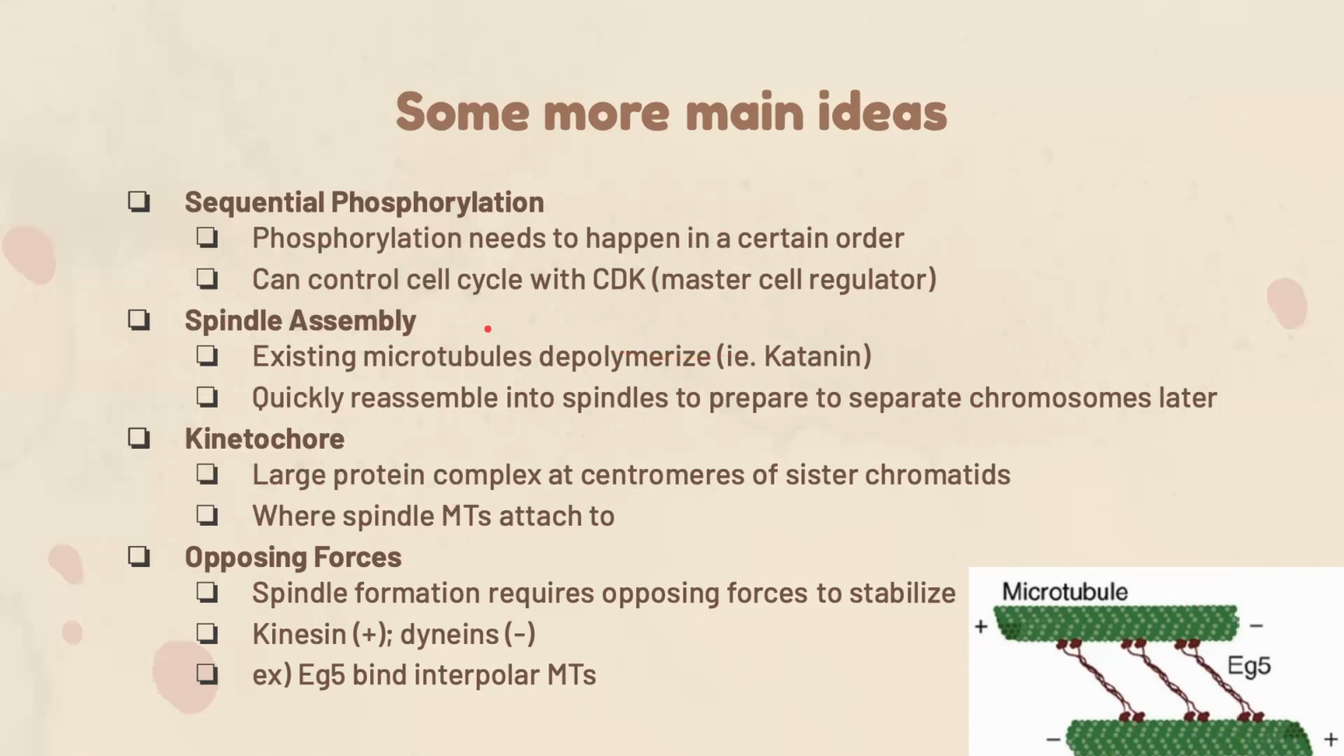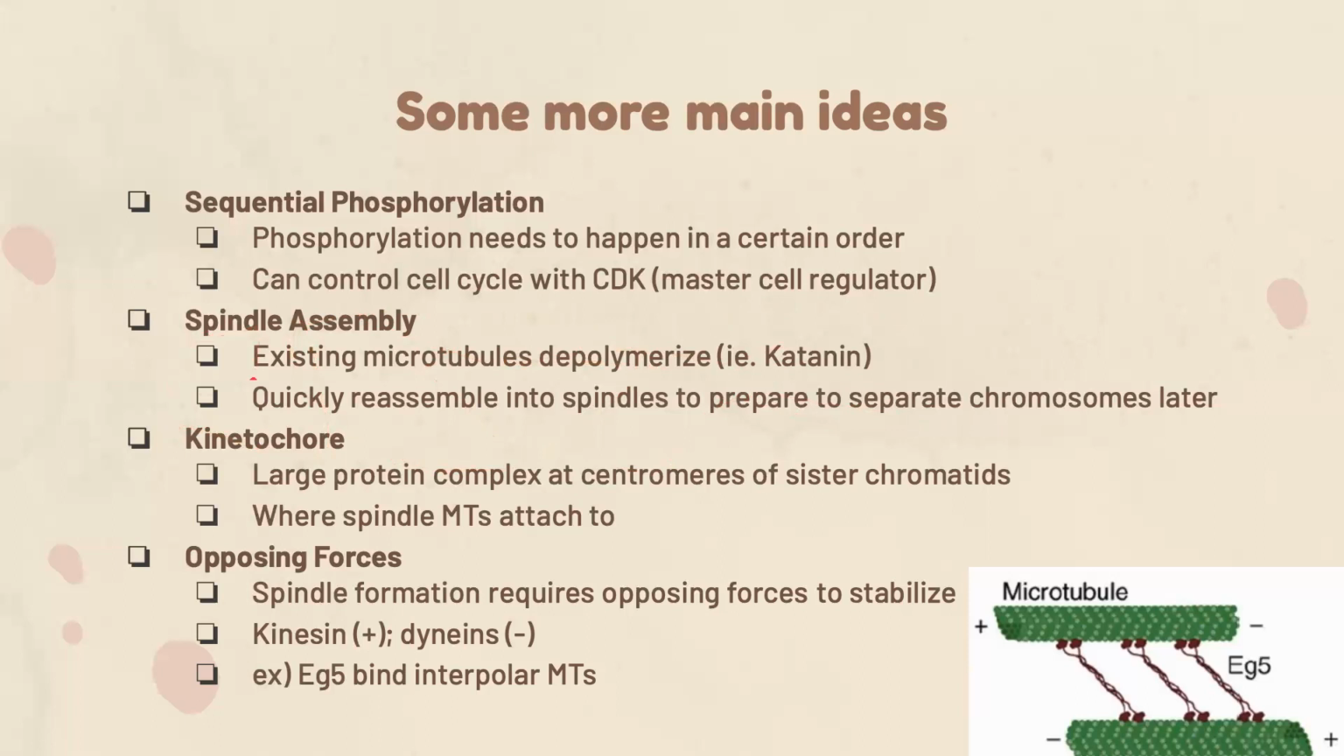There's also spindle assembly. This is when your existing microtubules depolymerize. In a cell in general, you have microtubules that offer structure for the cell. When you go into M phase, all of those microtubules that were already formed are going to depolymerize and basically disassemble. An example of a protein you could use is katanin. What it does is cut up all those microtubules so that they can quickly repolymerize into spindles to prepare for chromosomes. There's a little more about spindle assembly specifically later on.